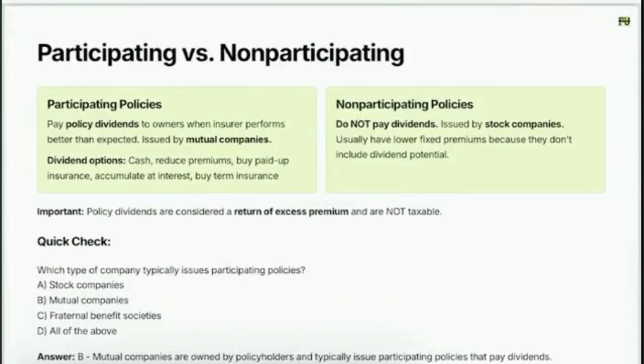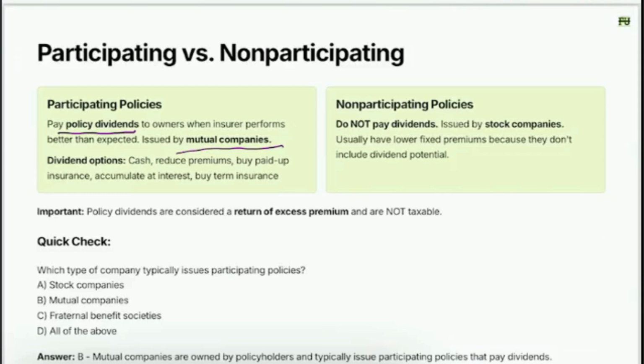participating versus non-participating policies. Participating policies pay dividends to owners when the insurer performs better than expected. This is issued by mutual companies. Dividend options: cash, reduce premiums, buy paid-up insurance, accumulated interest, or buy term insurance.